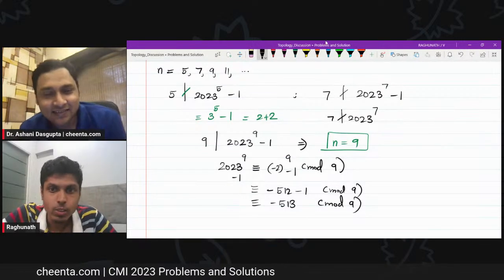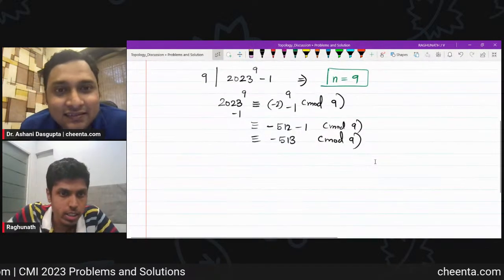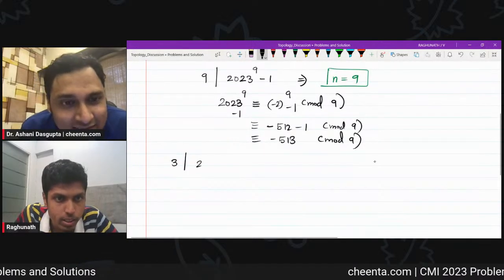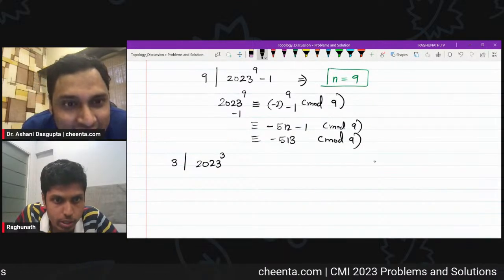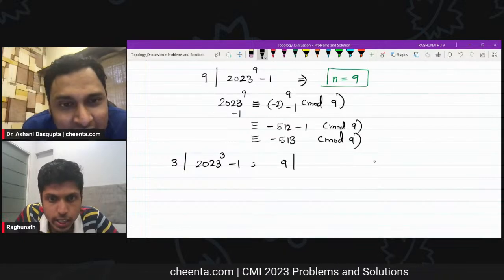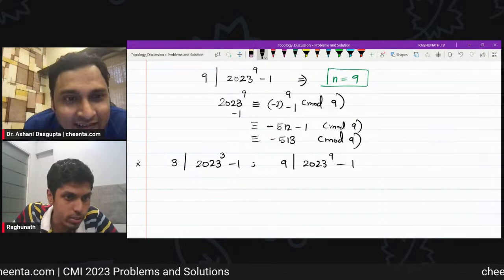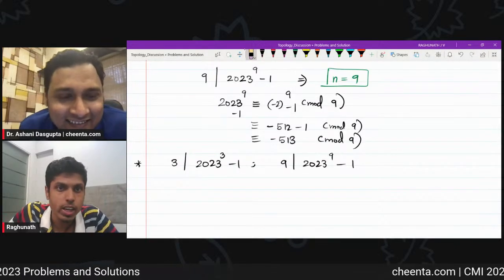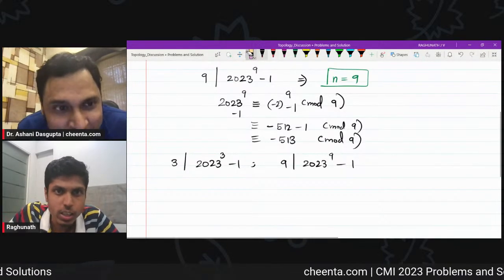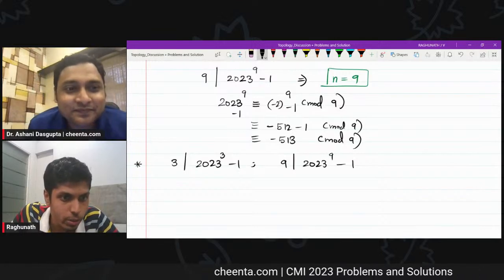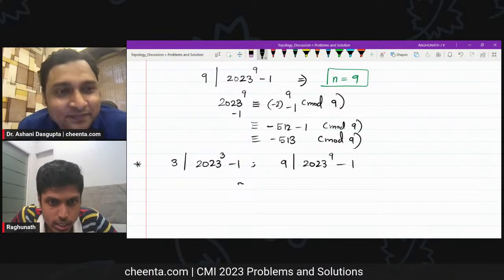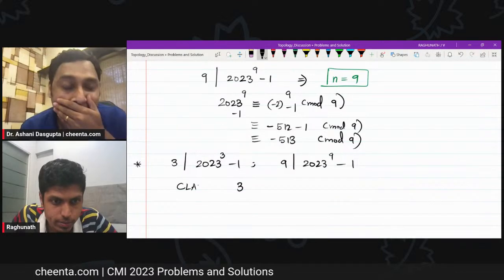Now this lets us think that 3 divides 2023 power 3 minus 1, and 9 divides 2023 power 9 minus 1. So what do you think from this? Can we observe that powers of 3 are somehow divisible by 9? We don't know how, but somehow they are. Let us try to make a claim on this.